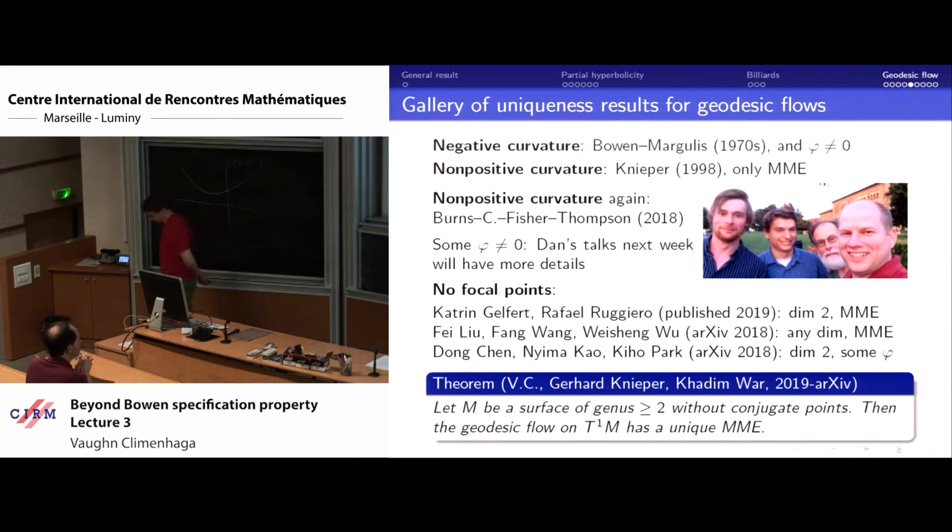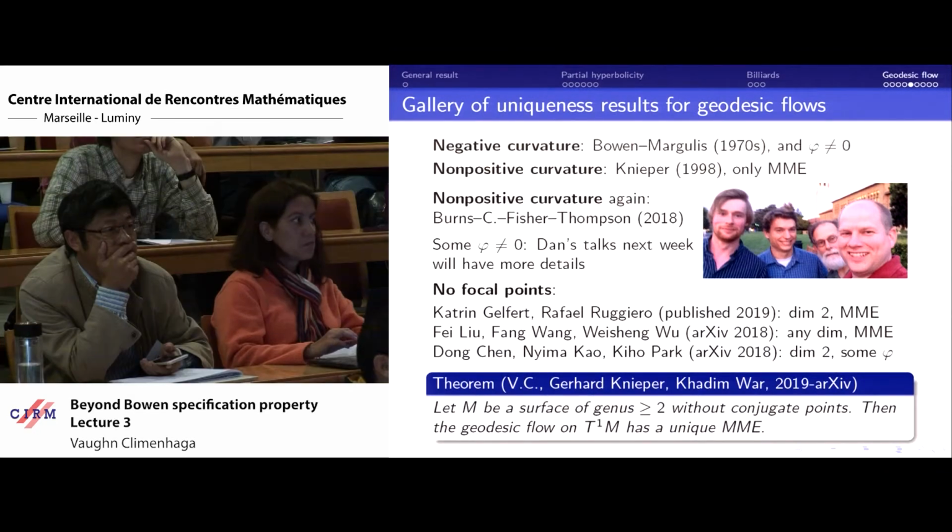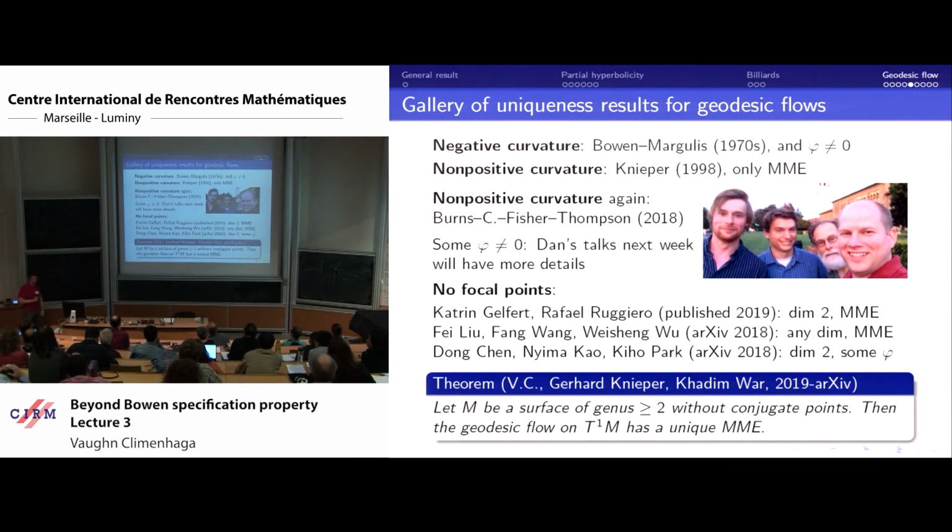A few years ago, we started thinking about this problem of applying this general result using expansivity and specification in the setting of non-positive curvature. So that was a joint project between Keith Burns, myself, Todd Fisher, Dan Thompson. You can see us there, although I apologize for not standing in alphabetical order. And that result does cover some non-zero potential functions. Dan is going to talk about this next week. In fact, I think all three of Dan's talks next week will have to do with this example. So I'm going to leave that for him.